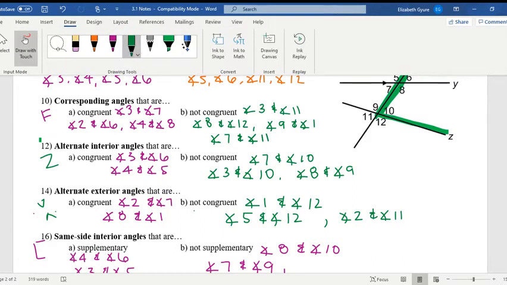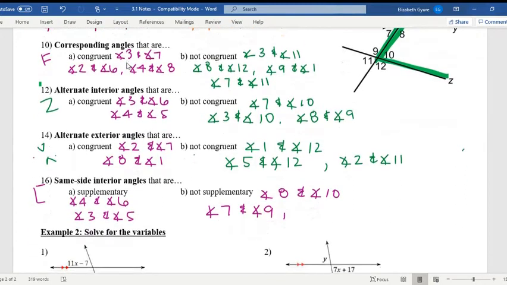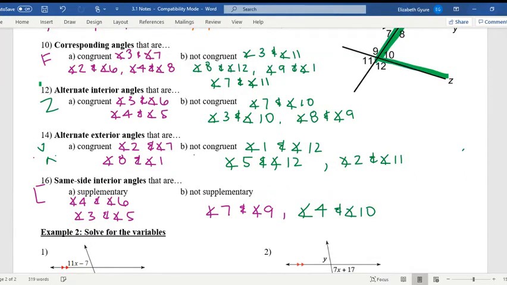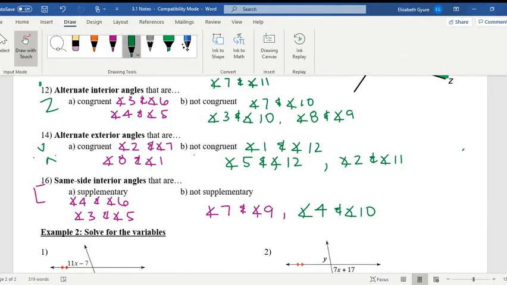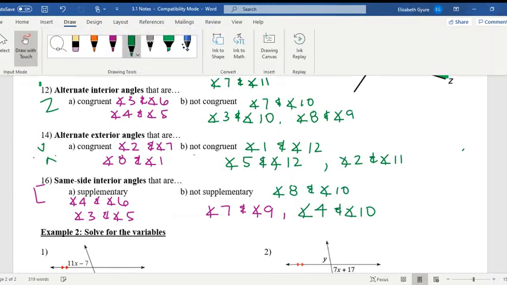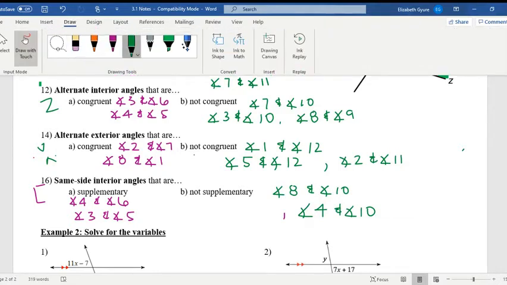I meant to do these in green, but that's okay. Good. 4 and 10 would also work. Excellent. Any questions about any of those? Do we feel okay about identifying? Okay, good. I feel like we did pretty good with it. All right.